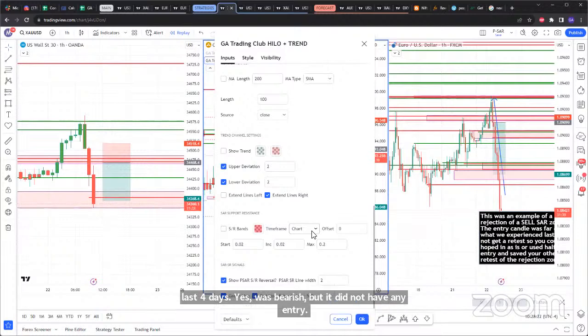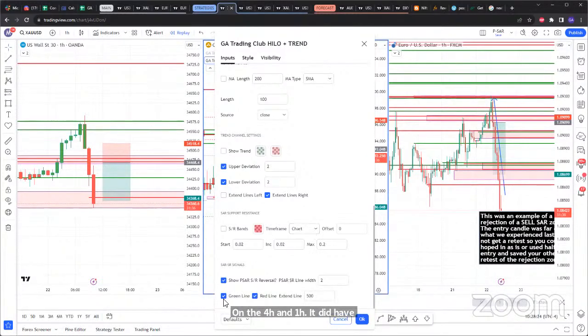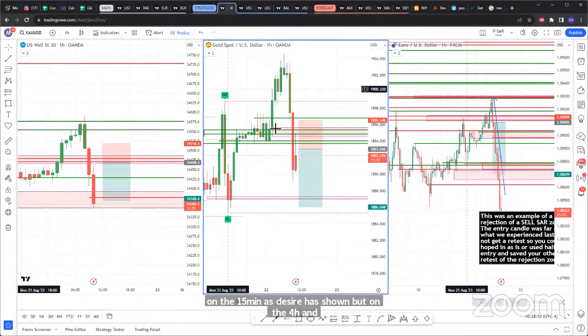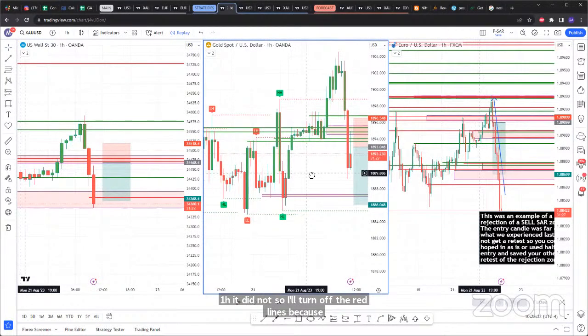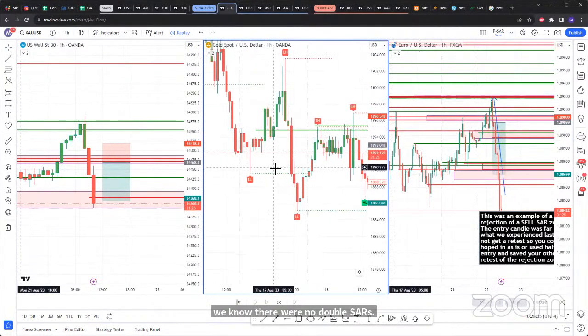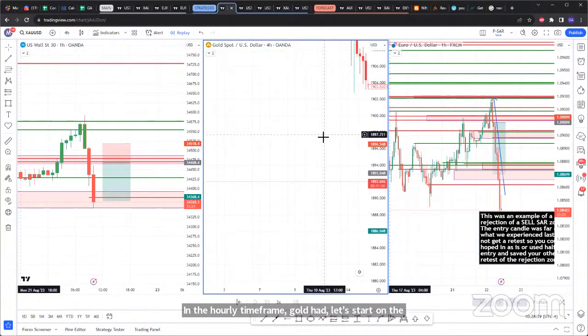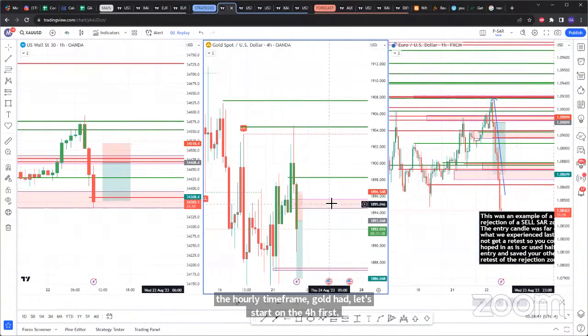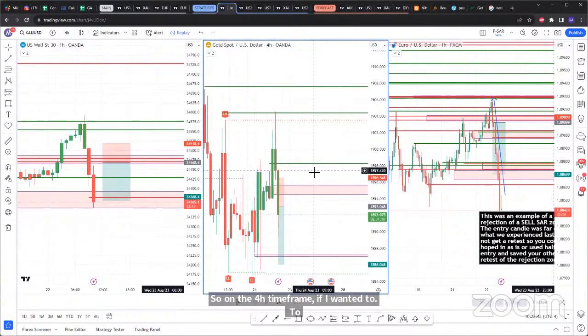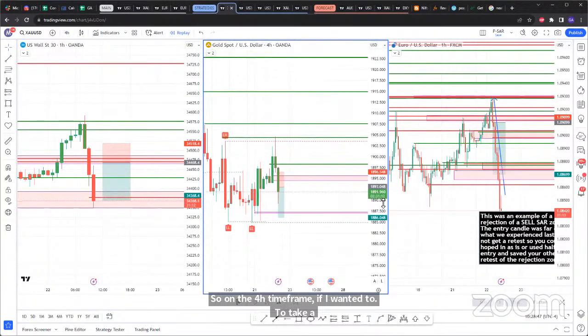It did have entries on the 30-minute, on the 15-minute, as Desire has shown, but on the 4 hour and 1 hour, it did not. So I'll turn off the red lines because we know there were no double SARs. Now, in the hourly time frame, gold had, let's start on the 4 hour first. So on the 4 hour time frame, if I wanted to take a trade in the opposite bias, so come here on the 4 hour, I see, where are the buys on gold?